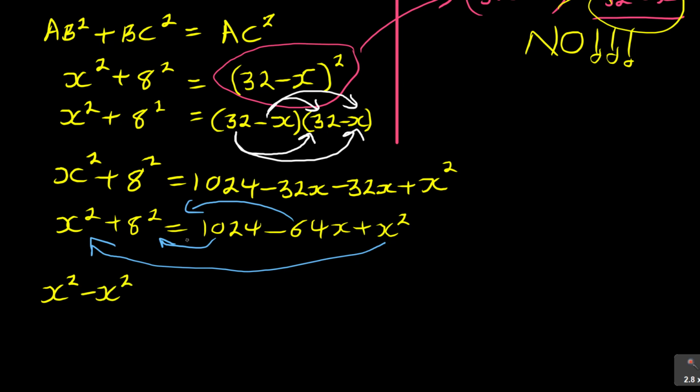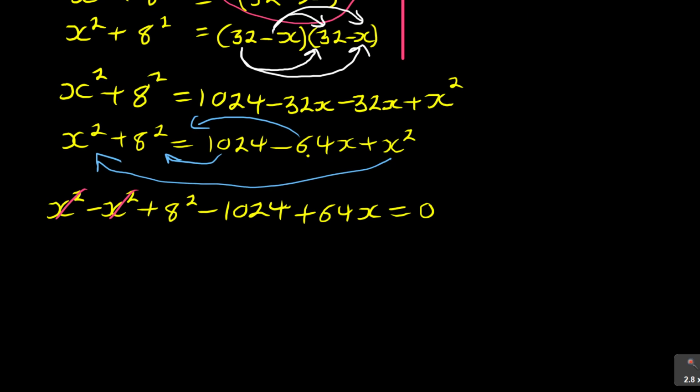Seeing that? And then I've got plus 8 squared minus 1024. I'm just doing it slowly, but it does not necessarily bring the number. And then now negative 64x is plus 64x. If I brought everything this side, this becomes 0. It was x squared minus x squared, that brings a 0. It's 1 minus 1, it's 0. And then 8 squared minus 1024.